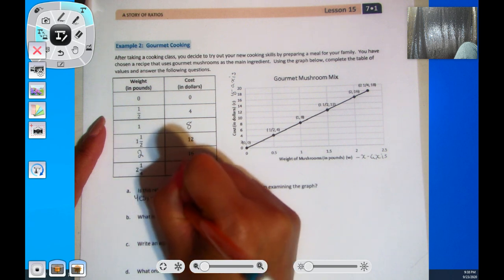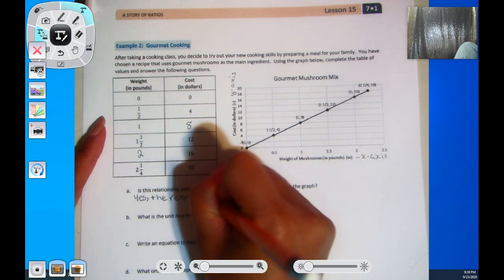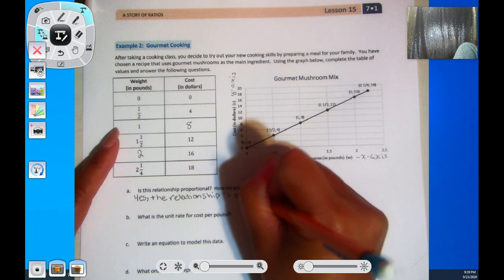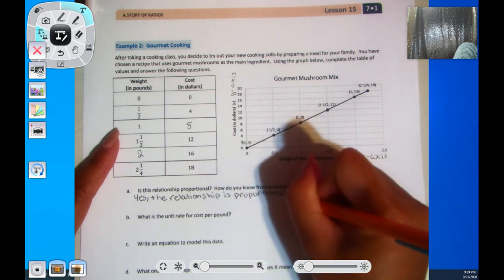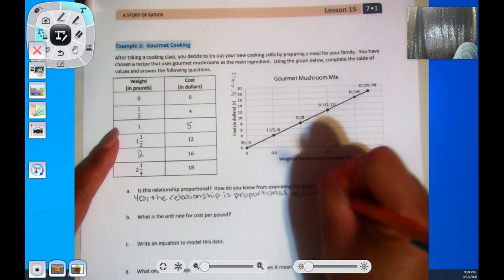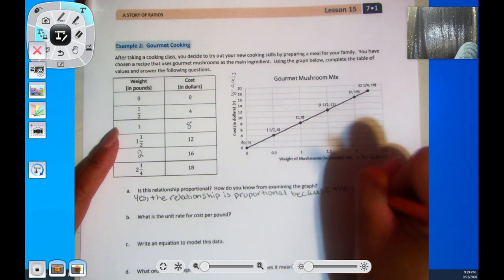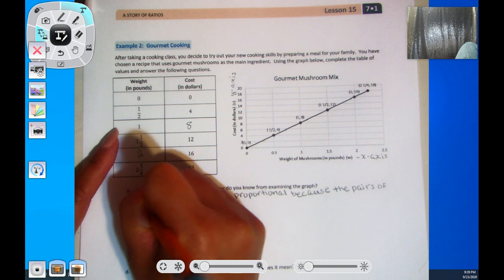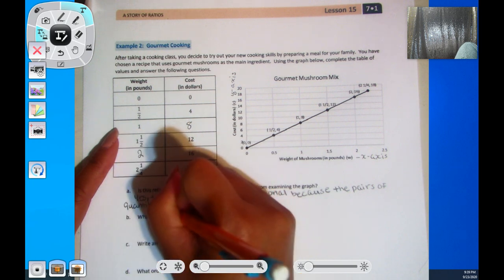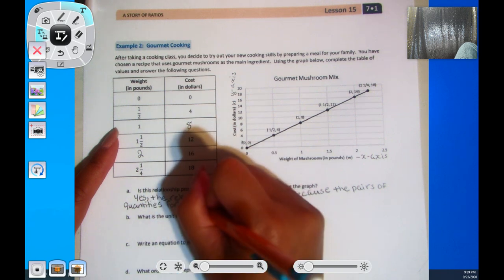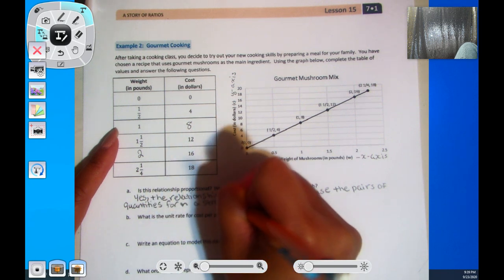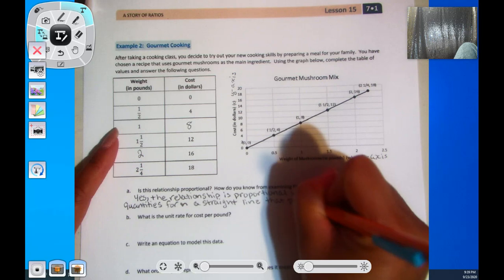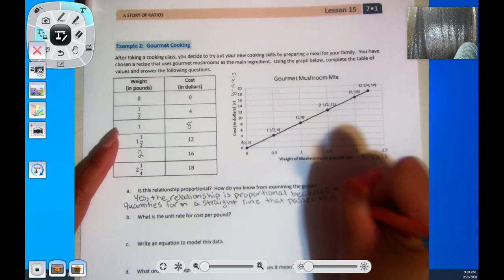The relationship is proportional because the pairs of quantities form a straight line that passes through the origin.